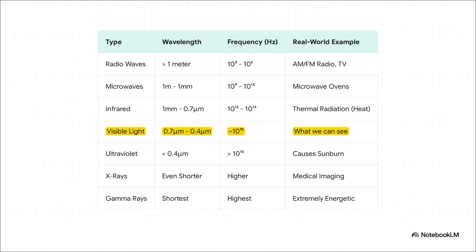And here it is, the whole electromagnetic spectrum laid out. Just look at that. You can see radio waves on one end, all long and stretched out, and gamma rays on the other, super short. Now look for visible light. See that tiny little band in the middle? That's it. That's everything the human eye can see. The rest is totally invisible to us.